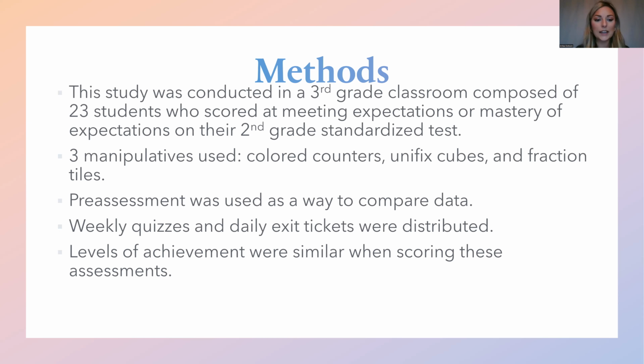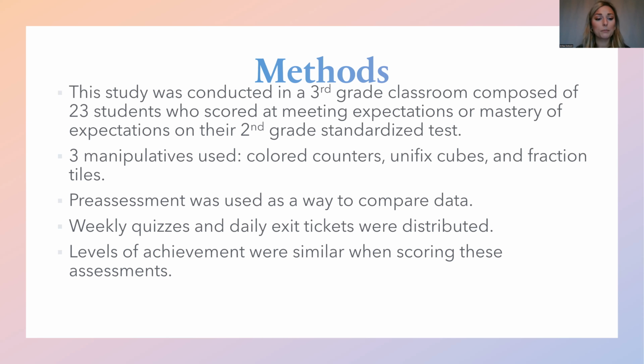The last bulleted point states that level of achievements were similar when scoring these assessments. What I mean by that is the daily exit tickets were at a greater risk when scoring because there were only 2 word problems and they were scored whether they got it correct or they did not get it correct. So if students got 2 out of 2, they reached mastery. If they scored a 1 out of 2, they were scored at approaching mastery, and if they scored a 0 out of 2, they were scored at below. So they were higher risk.